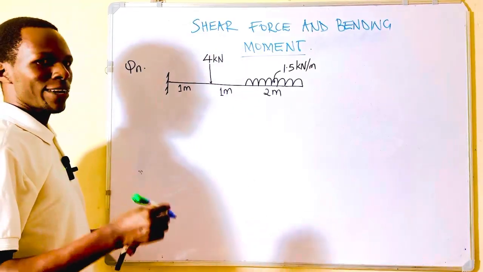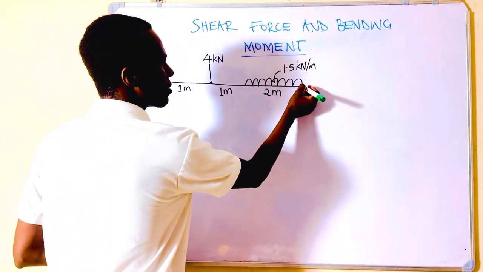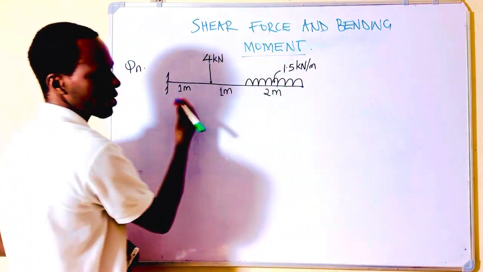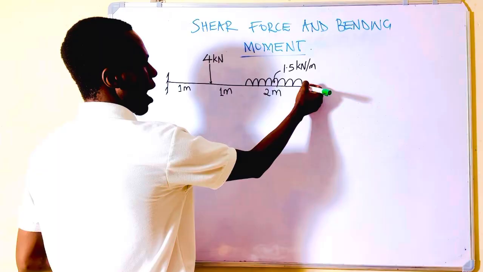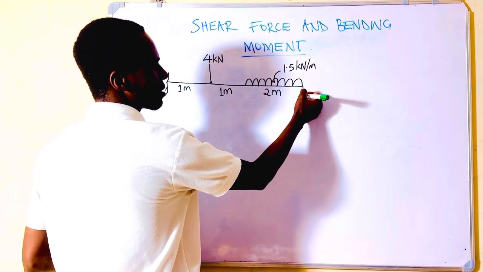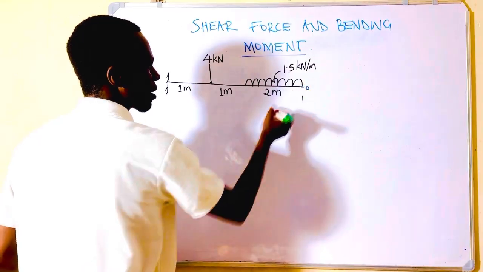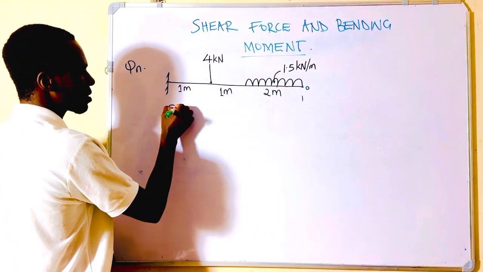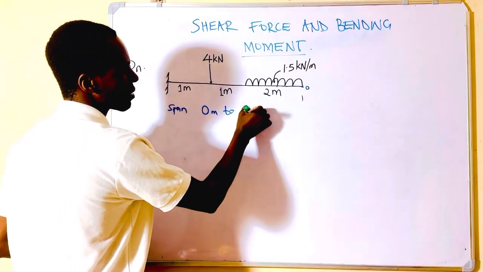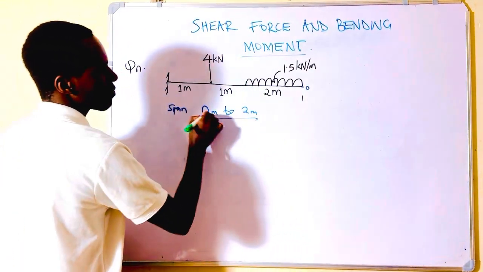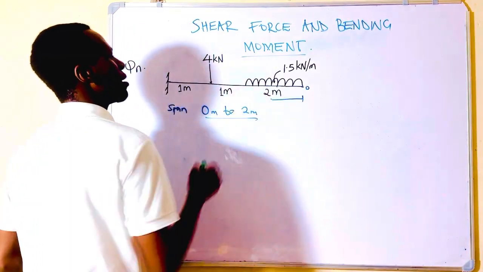Now, to start, for the case of a cantilever beam, we take our reference from this side. So we shall take it from this side and come this way. My zero reference is here. So let me take the span 0 meter to 2 meter. That means this span of 0 meter to 2 meter will start from here, then come this side.